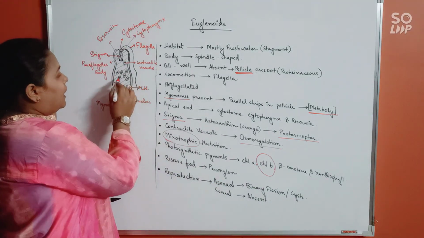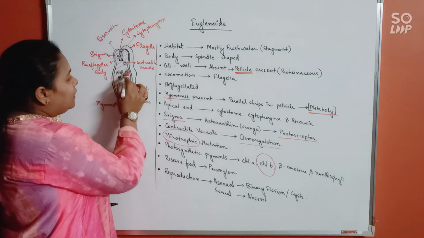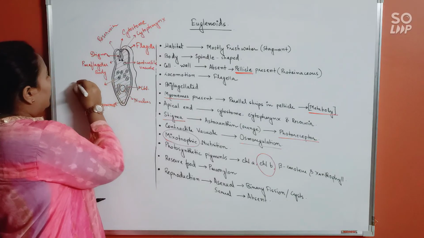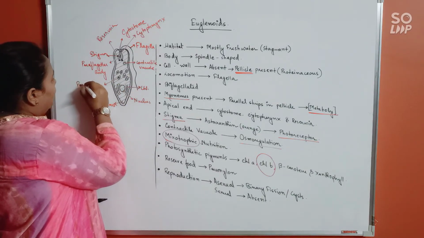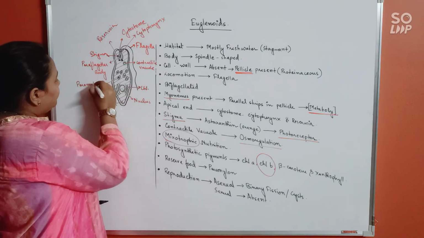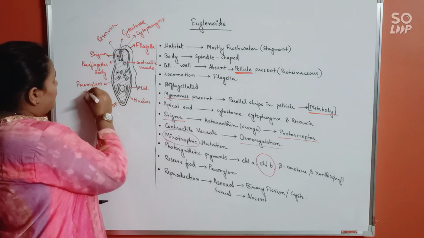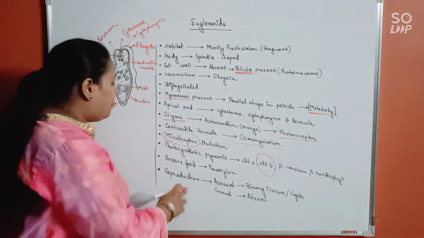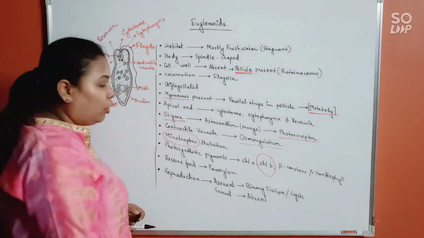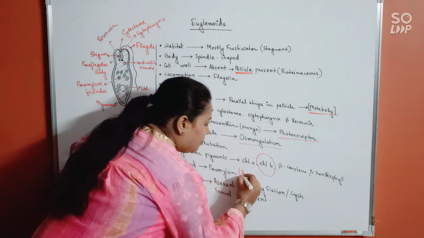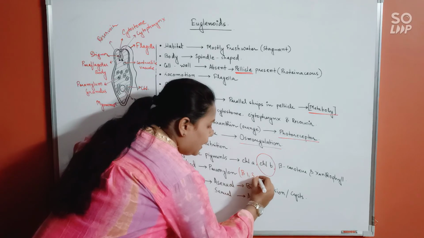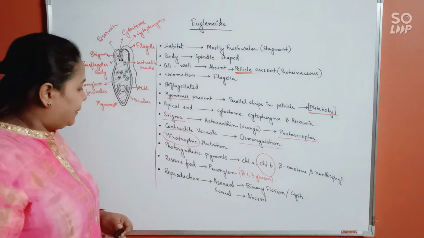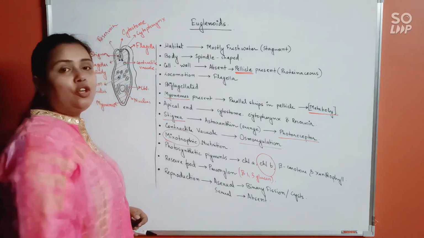Now see in this cell, in the middle portion, you can see these granular parts, isn't it? These are called paramylon granules. Paramylon granules consist of paramylon, and paramylon is chemically beta-1,3-glucan. Beta-1,3-glucan. Finally, the reproduction of Euglena.